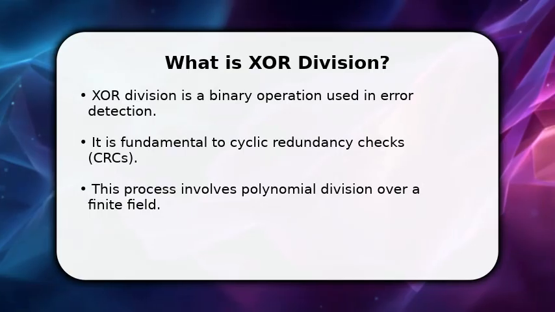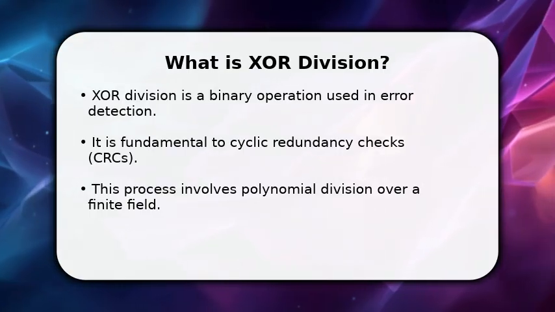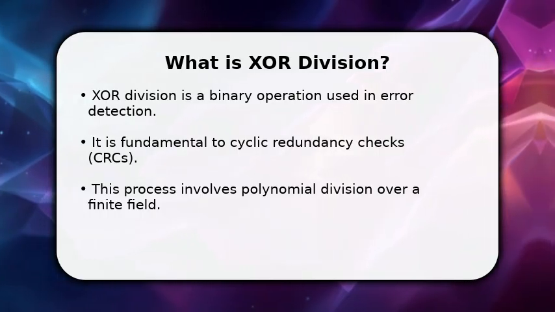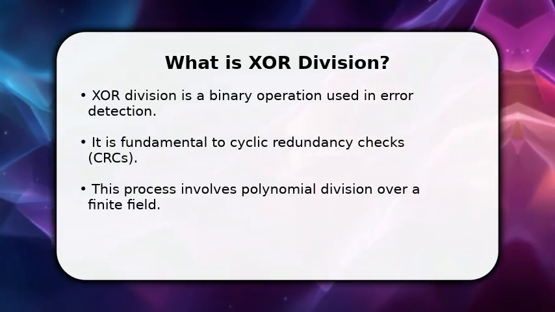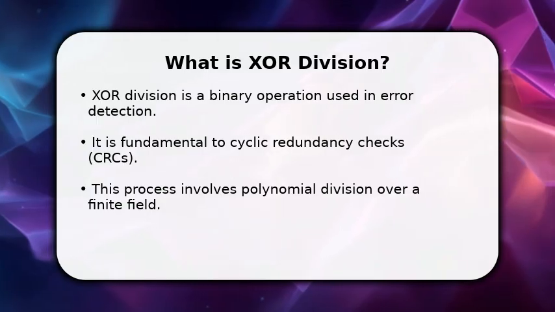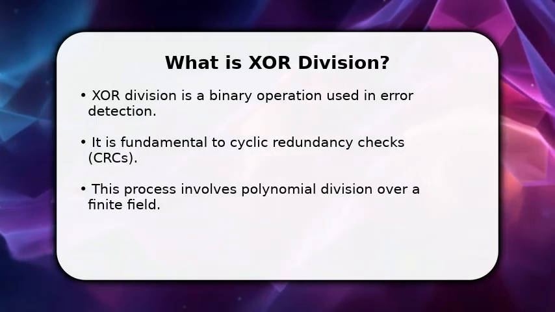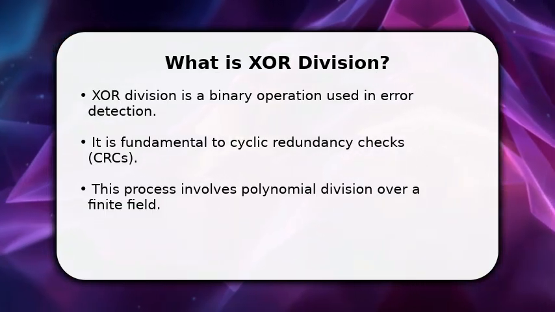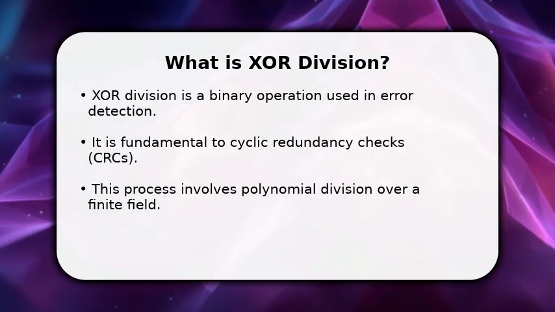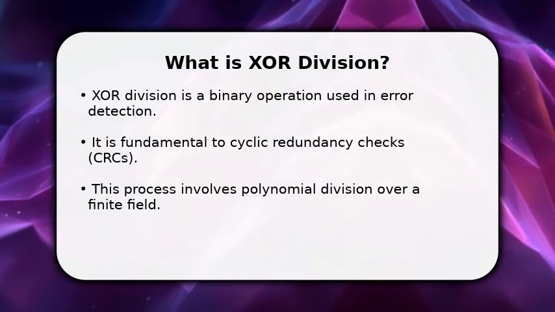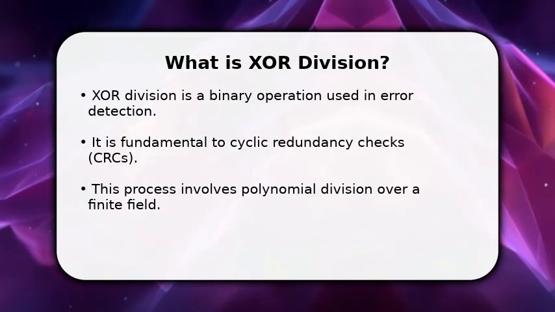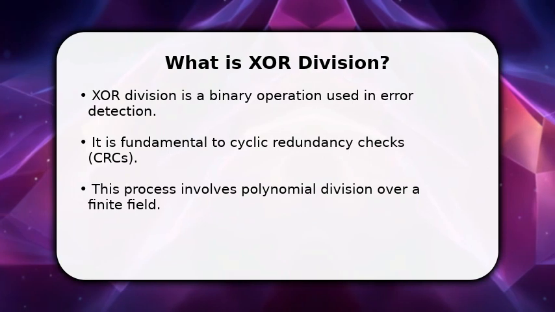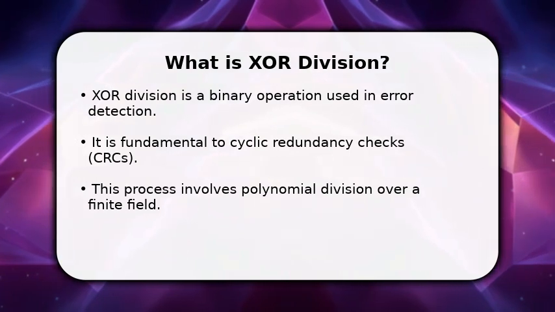In this video, I will explain how to do XOR division. We'll start by understanding its core purpose, which is primarily in digital communication and data storage for error detection. This method is a specialized form of binary division, crucial for generating checksums like those found in cyclic redundancy checks, or CRC. It operates on binary data, treating sequences of bits as polynomials, and uses the exclusive or operation instead of standard subtraction. Let's dive in.